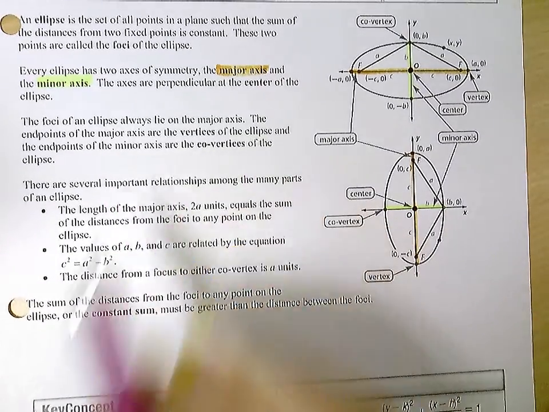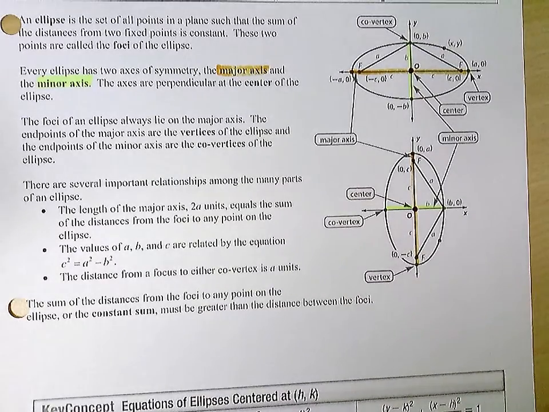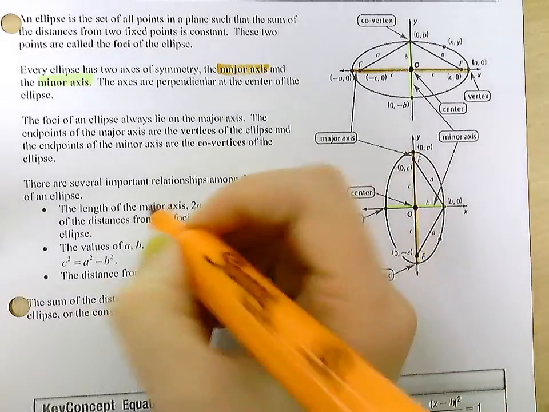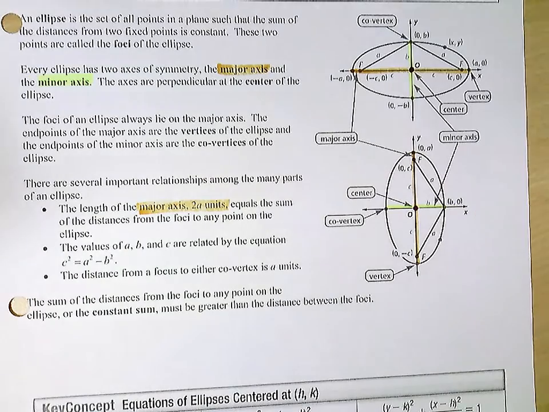The endpoints of the major axis are the vertices of the ellipse, and the endpoints of the minor axis are the co-vertices of the ellipse. There are several important relationships among many parts of an ellipse. First, your major axis is 2a units long. You will need to be able to find a.